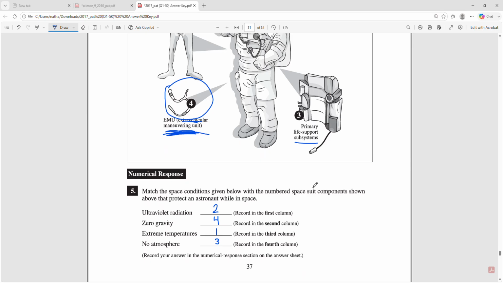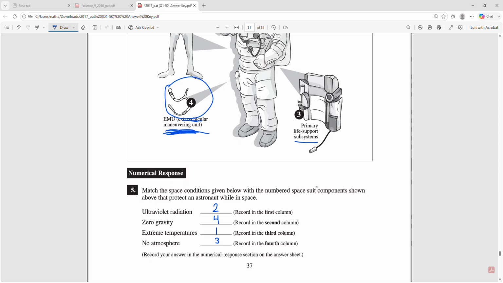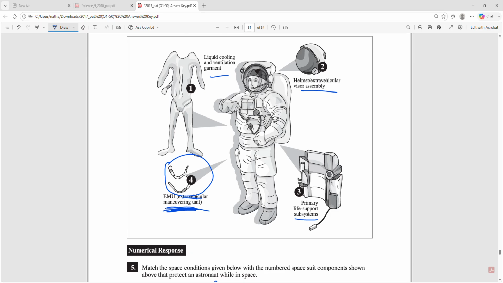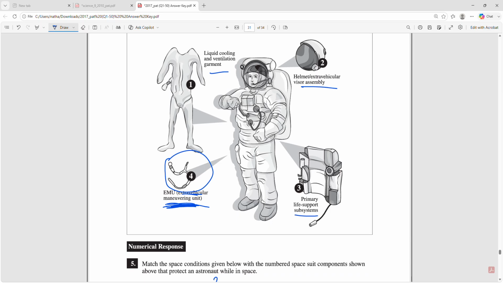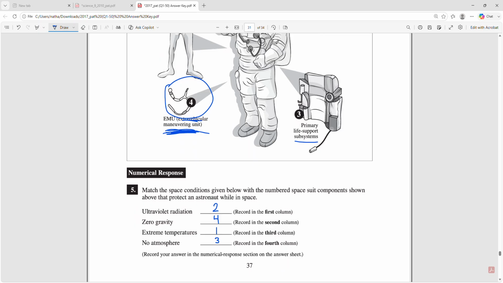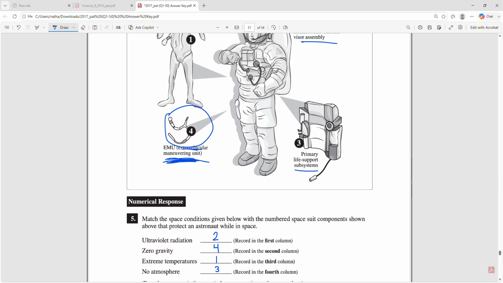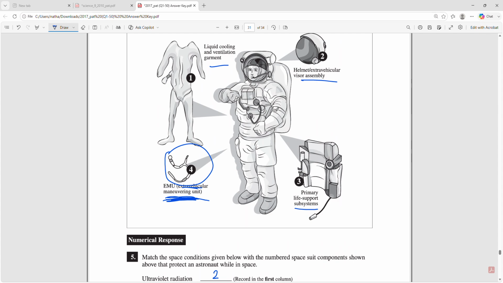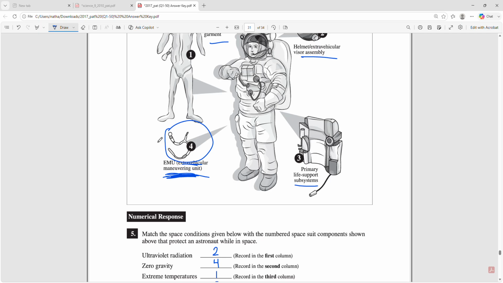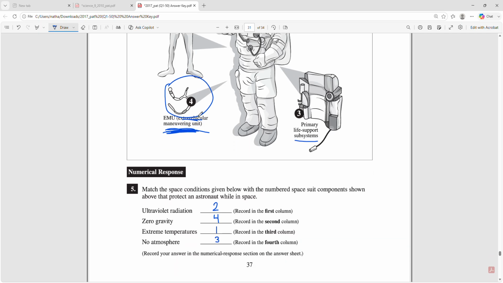Okay, so it says match the space conditions given below with the numbered space suit component above that protect the astronaut while in space. So ultraviolet radiation. He needs to protect his eyes from ultraviolet radiation, so it's his helmet. Zero gravity. He's out in space in zero gravity, just floating around, so he's going to need something to help him maneuver. That would be the EMU. Whatever it does, it helps him to maneuver around in space.